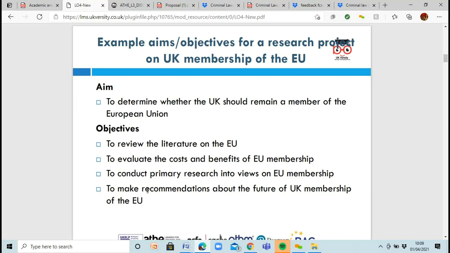And then the objectives within your aim are to review the literature on the EU, to evaluate the costs and benefits of the EU membership, to conduct primary research into views on the EU membership. Remember we talked about how to create a questionnaire or a survey that goes into primary research, and then to make recommendations about the future of the UK membership of the EU.